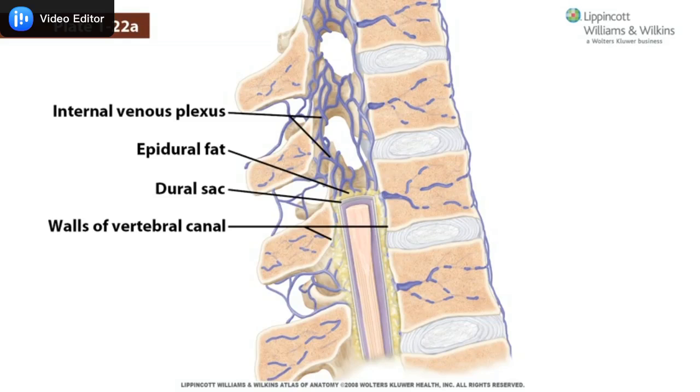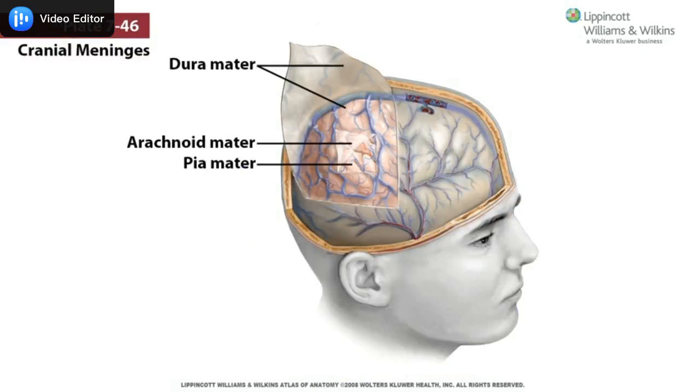Between the dural sac and the walls of the vertebral canal is the epidural space, which contains epidural fat and the internal venous plexus. The arachnoid mater is a delicate, web-like, diffuse, avascular, fibrous and elastic membrane that loosely invests the brain and spinal cord.